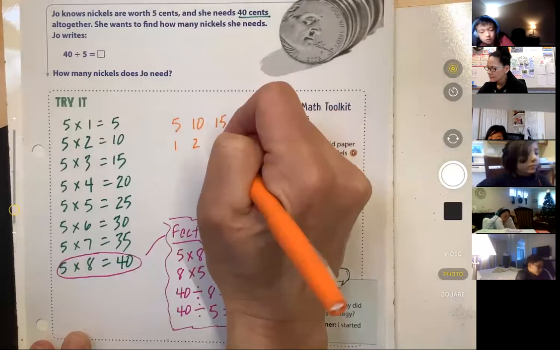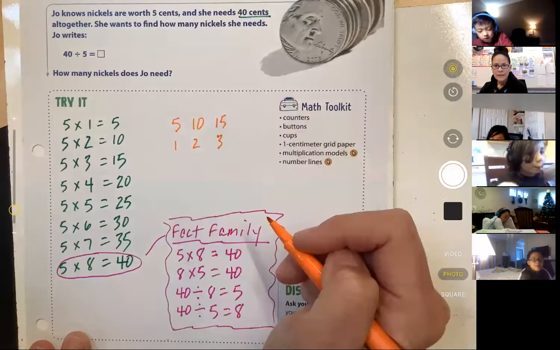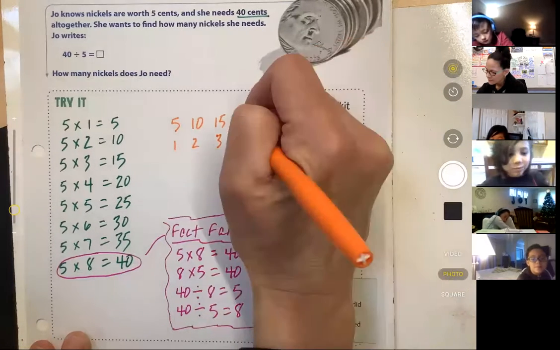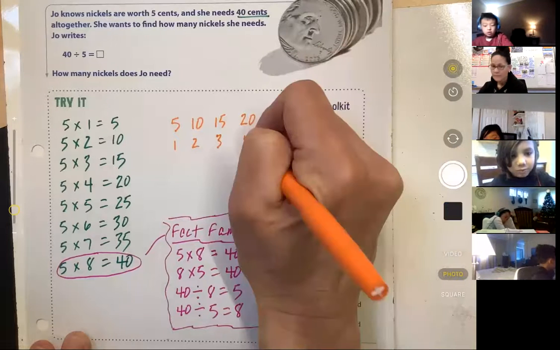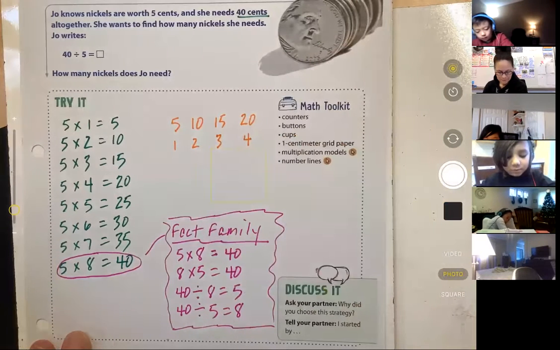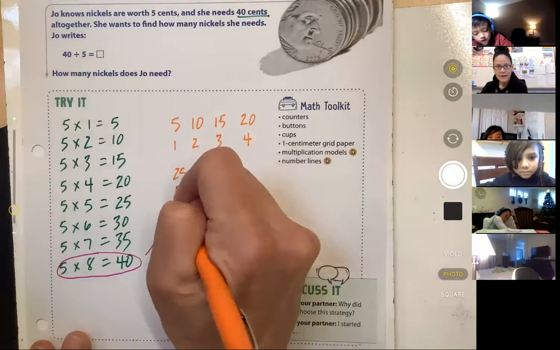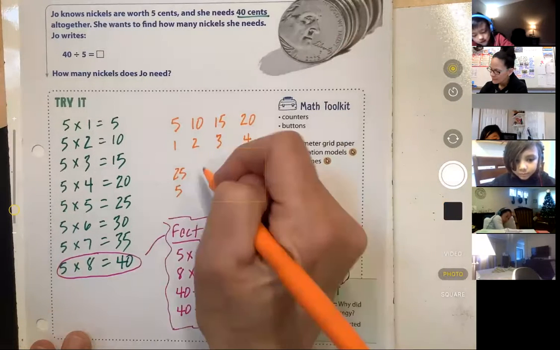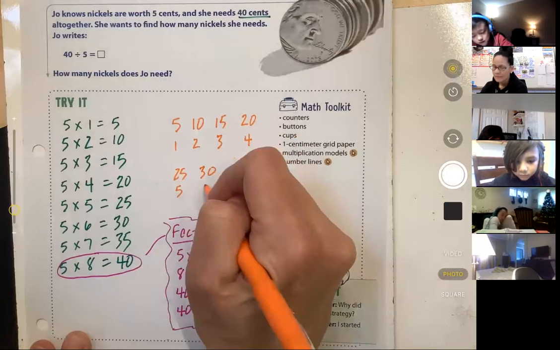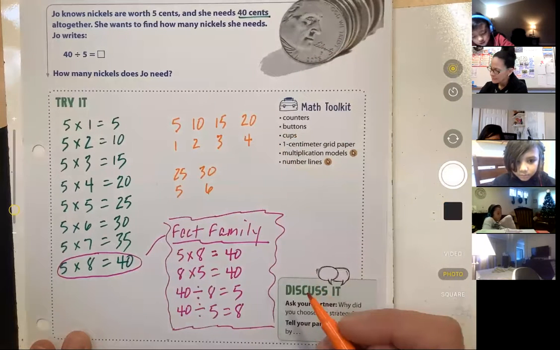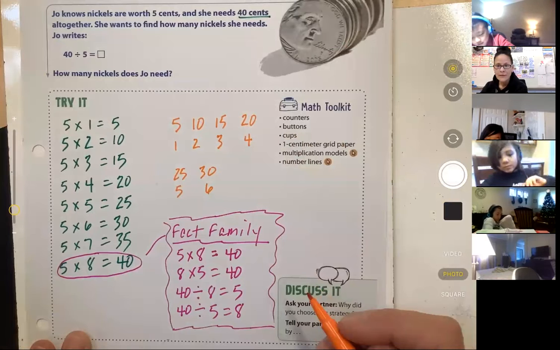15, that's 3 nickels. 20, that's 4 nickels. Everyone see what I'm doing here? 25, that's 5 nickels. 30, that's 6 nickels. 35, that's 7 nickels.